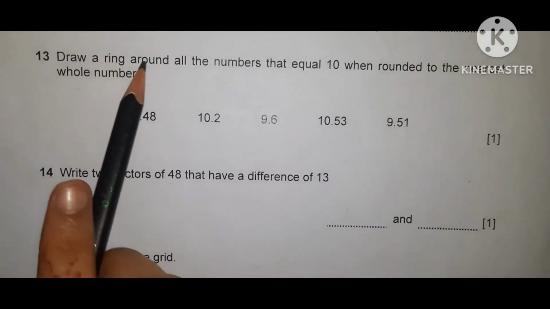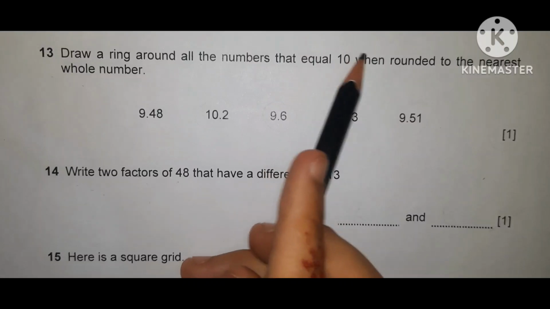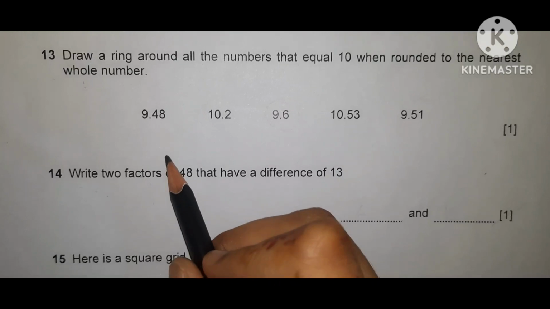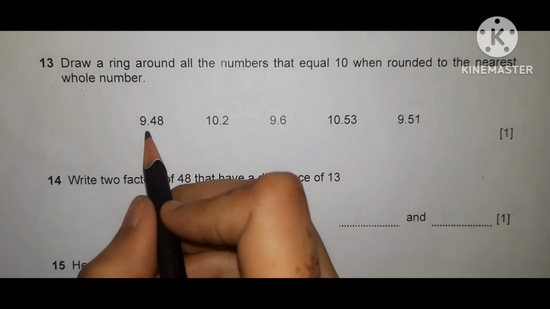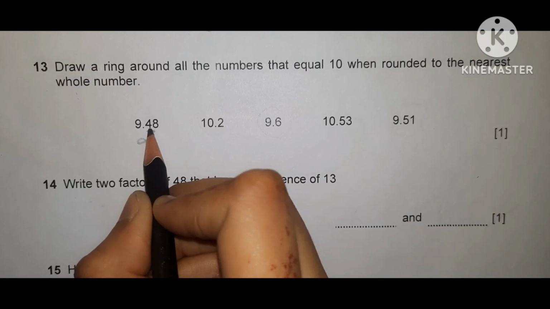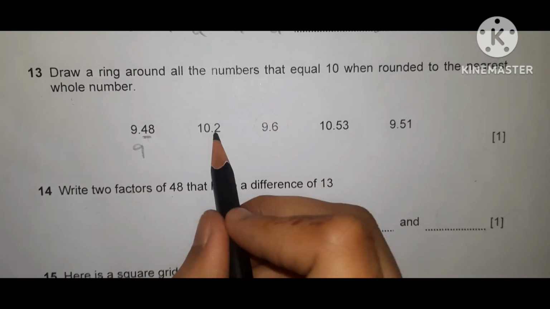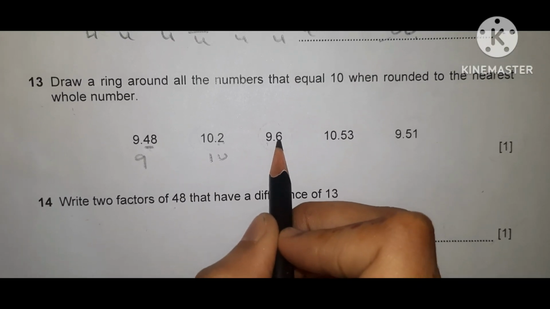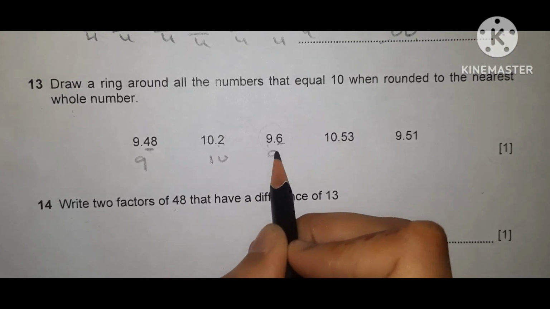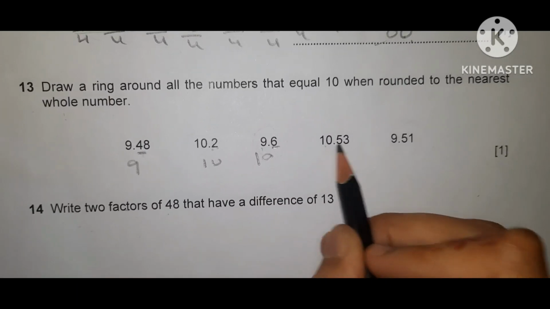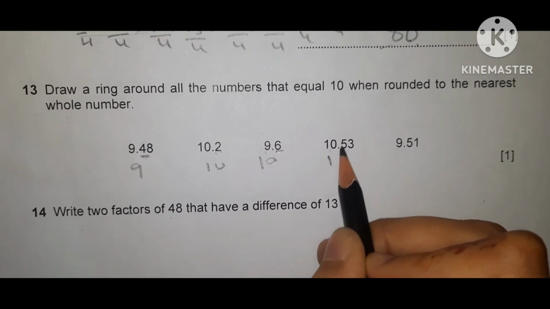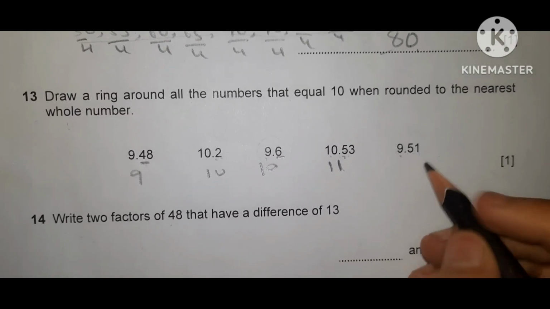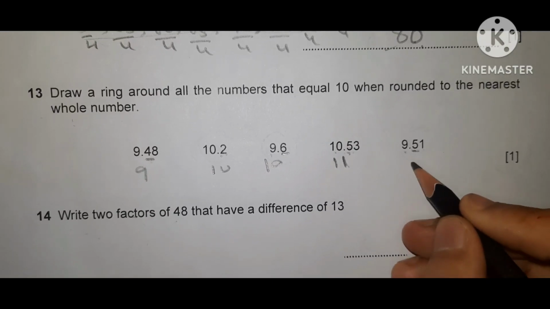Number 13. Draw a ring around all the numbers that are equal to 10 when rounded to the nearest whole number. So you have to round to the nearest whole number. 9.4, it's going to round down to 9 because 4 is less than 5. 10.2, you'll round down, so it will remain 10. 9.6, you'll round up because it's more than 5, so it will be 10. 10.53, you'll round up because it's 5, so it will be 11. 9.51, you'll round up because it's 5, so it will become 10.